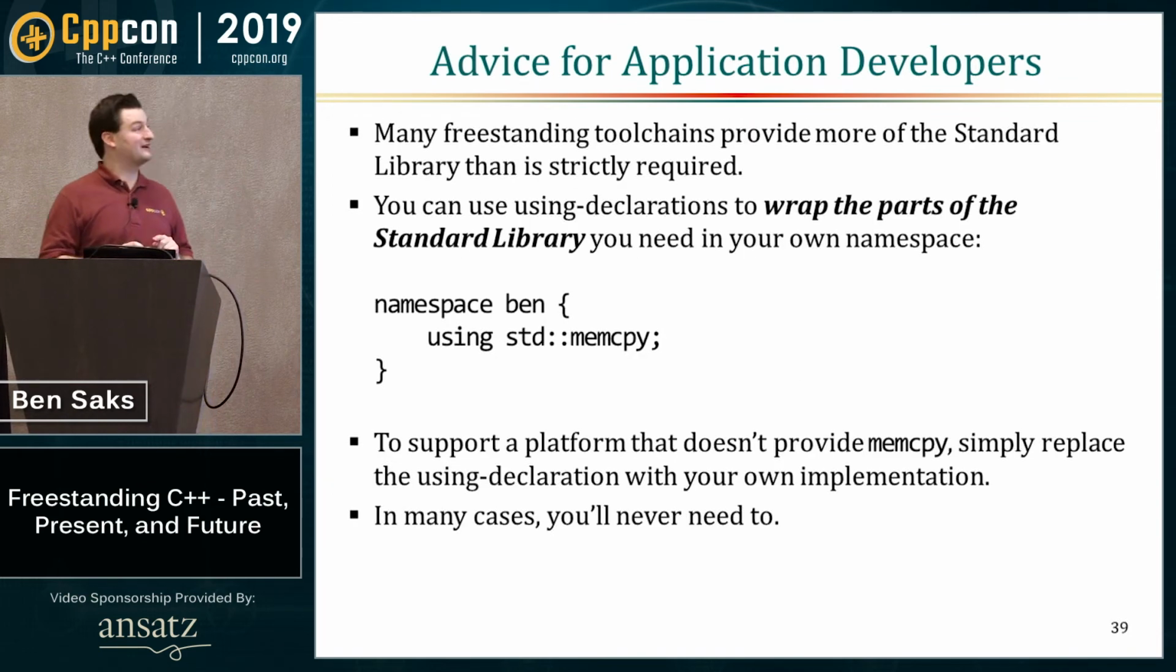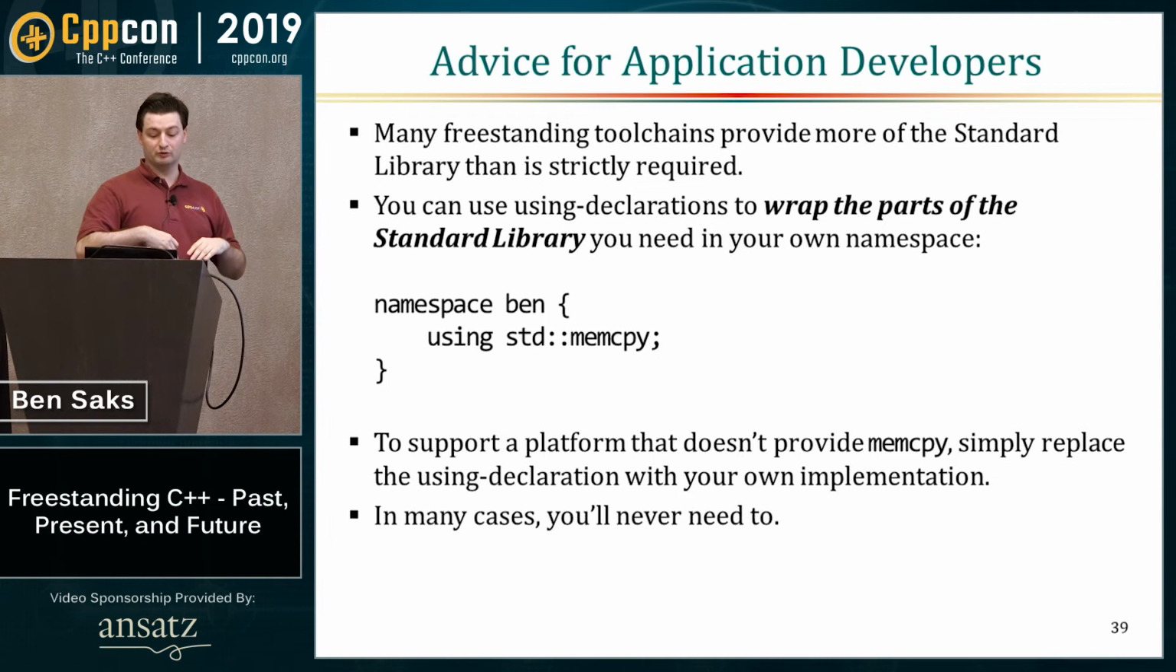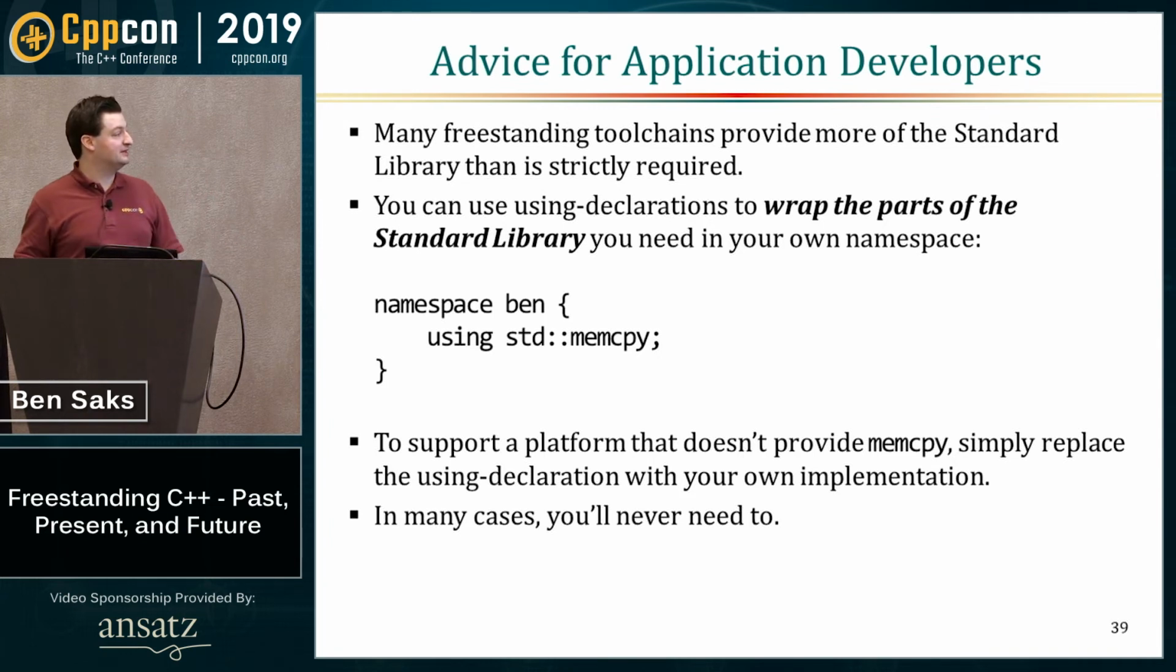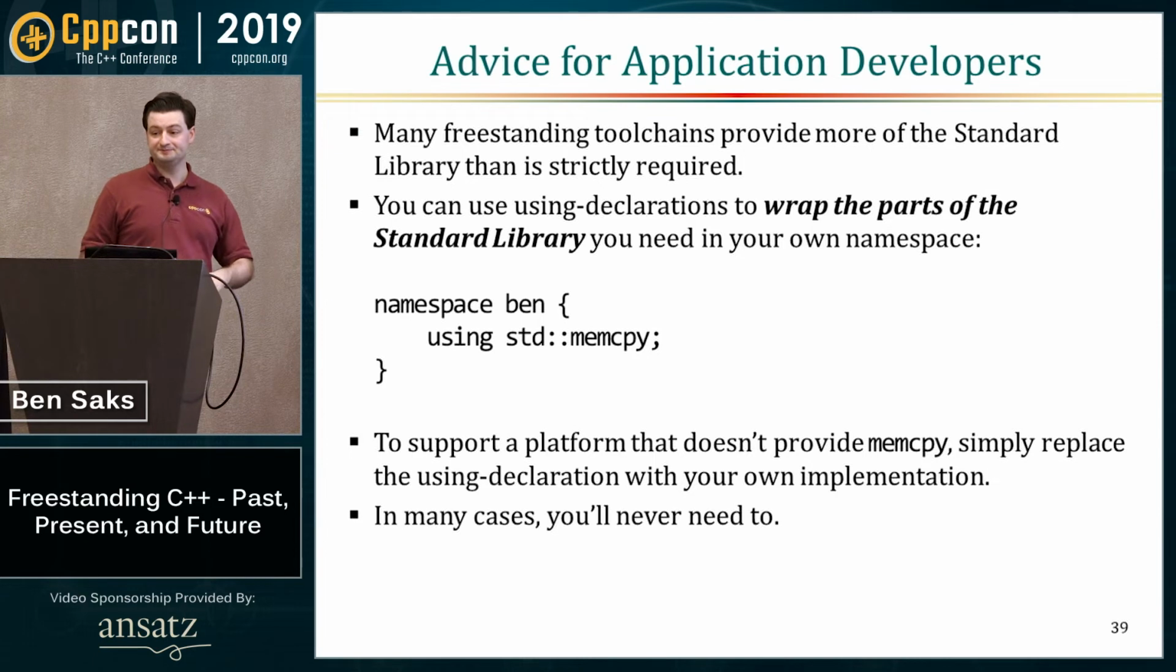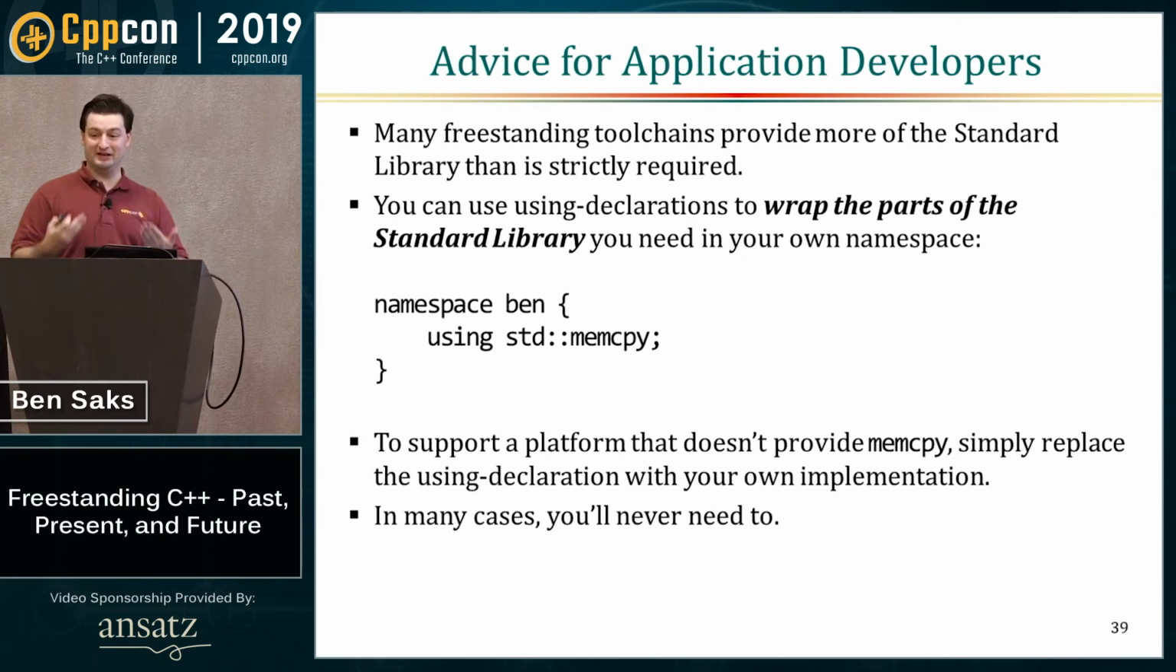What I'm suggesting is that because you have the option of writing them, because they could be written in C or C++, what you can do is wrap up the portions of the standard library that you need inside your own namespace using things like using declarations, like this. And then all the rest of your code, in this case, I'm using namespace Ben, would refer to Ben::memcpy, not std::memcpy. But I didn't have to write memcpy myself. I just borrowed the standard library implementation.